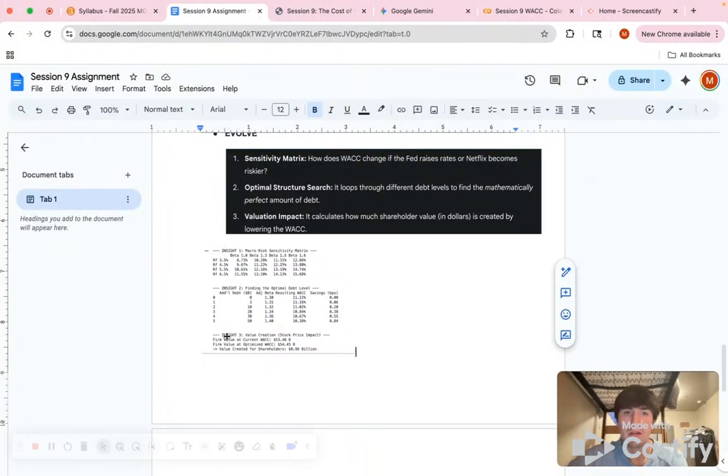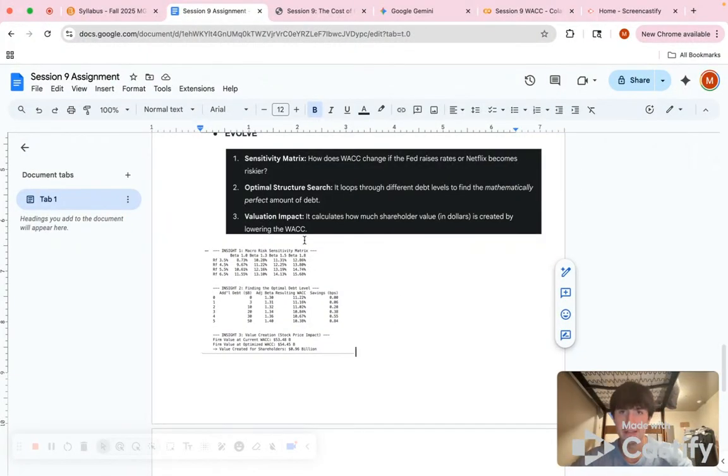So the first insight shows how the WACC changes. How would the WACC change if the Fed rate rises or the beta rises, which means Netflix becomes riskier? The riskier it becomes, and the more the Fed rate rises, we see in the bottom right 15.68%. We see that the WACC increases. So it's a bad thing if federal rates rise and Netflix becomes risky.